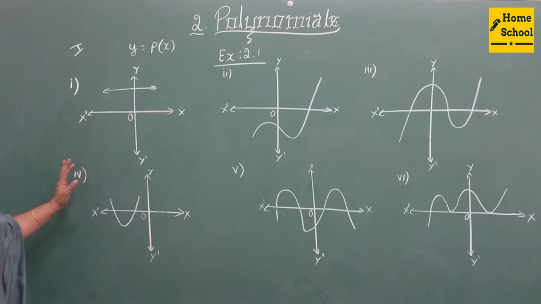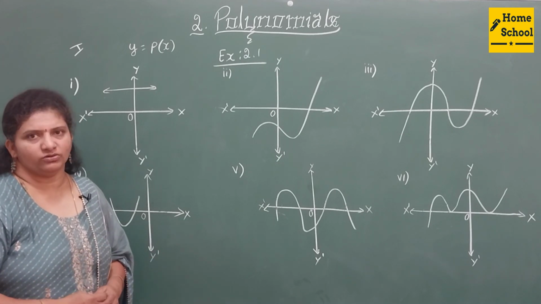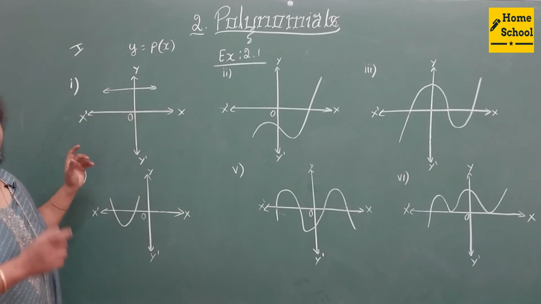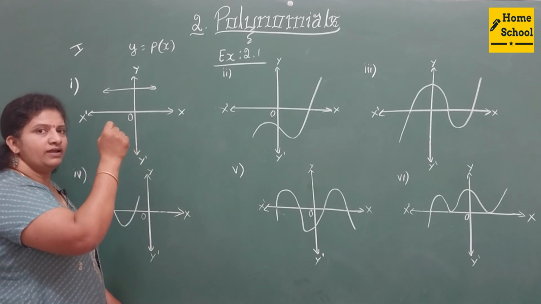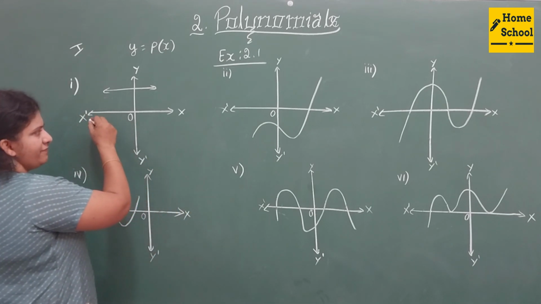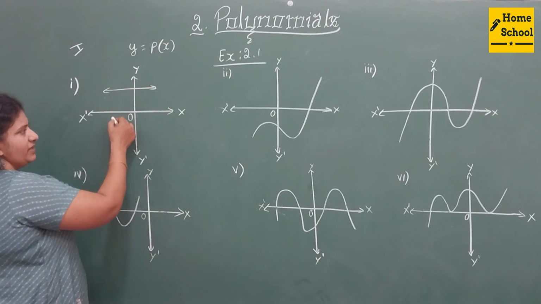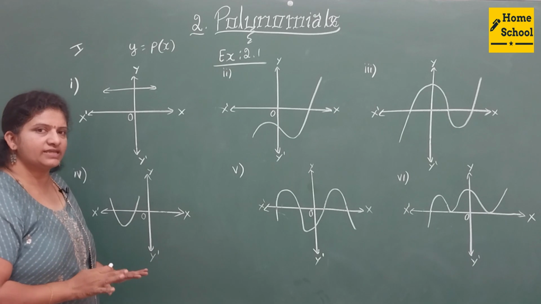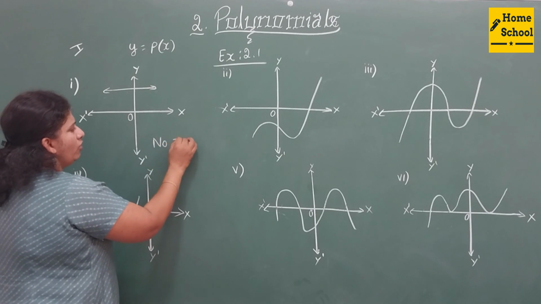Observe the graphs carefully. What are we going to find in this exercise? We are going to find the number of zeros. Observe the x-axis and y-axis. Your question is at how many points the lines or curves intersect the x-axis. Observe the first one. On the x-axis, this line is not intersecting the x-axis at any point. Therefore, how many zeros are there? There are no zeros. So write that only: no zeros.